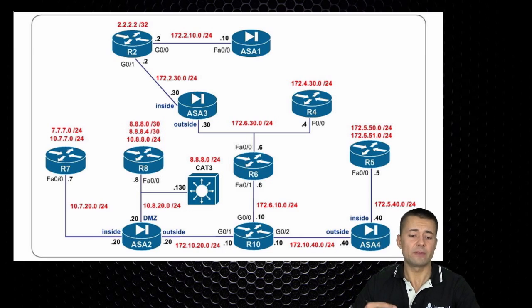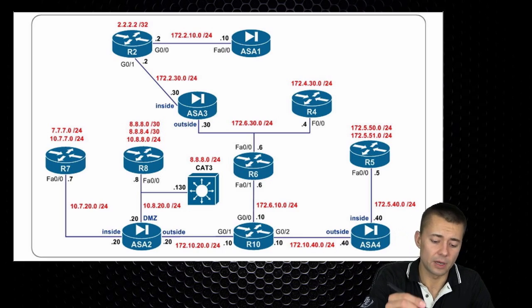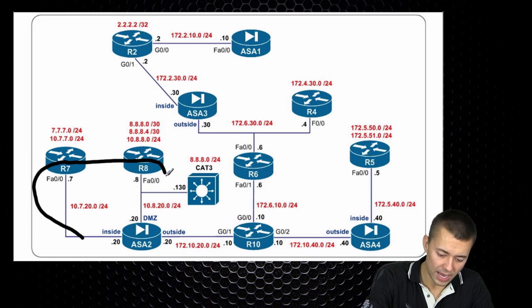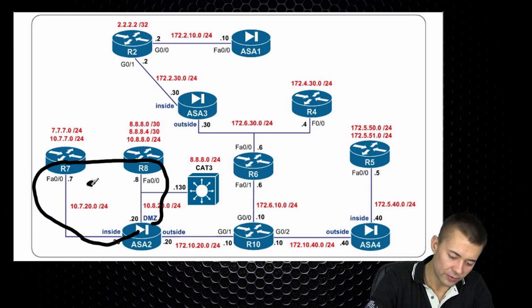So we will be dealing with, as I mentioned, three routing domains. We will enable RIP between router 7, router 8, the DMZ and the inside of ASA 2. So this is going to be RIP version 2.